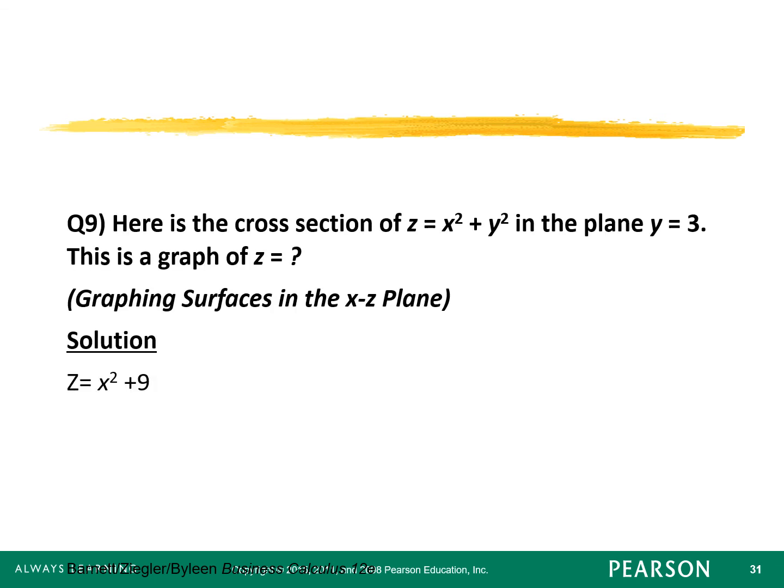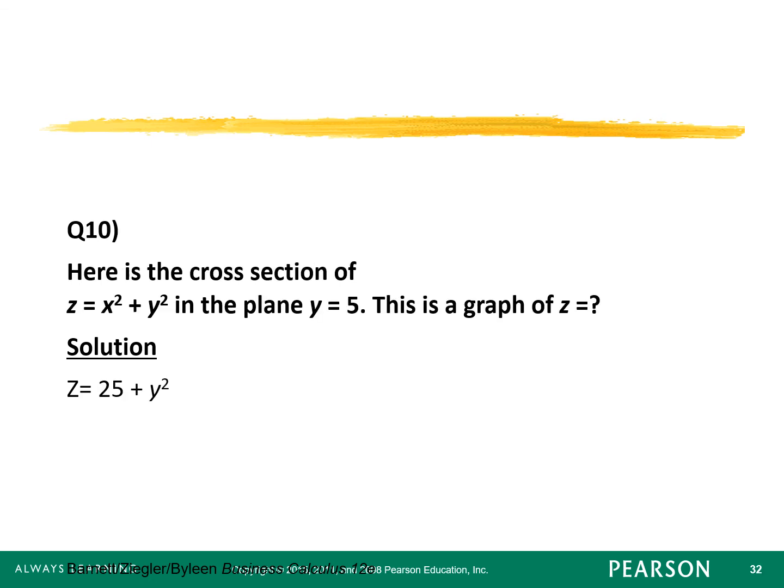And the other question is, here is the cross section of z equals x squared plus y squared in the plane y equals 3. So the graph will be z equals x squared plus 9, because we are going to put 3 for y, and simply the graph will be z equals x squared plus 9.